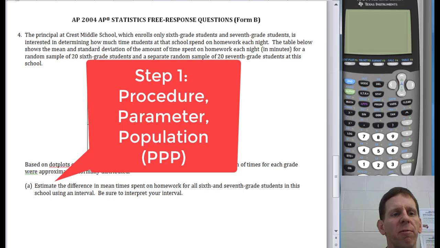This is a problem where we have 2 samples. It says a random sample of 26 6th grade students and a separate random sample of 27 7th grade students. Because we're not pairing a specific 6th grader and a 7th grader, but we have 2 lists, we're going to be using a 2-sample t-interval. That's your procedure.